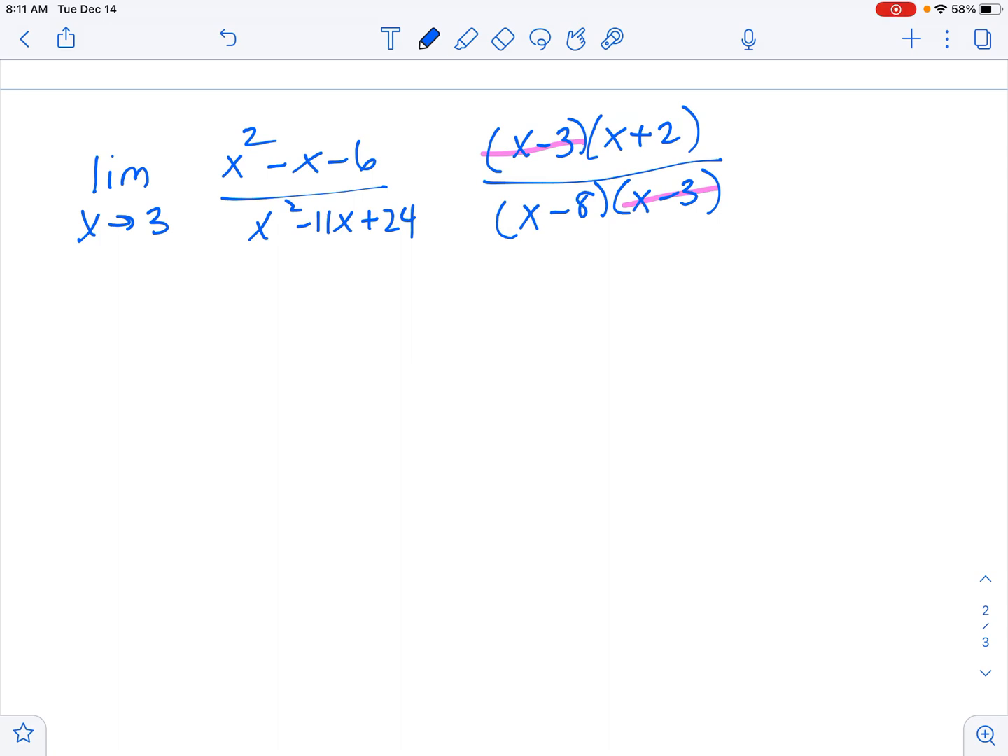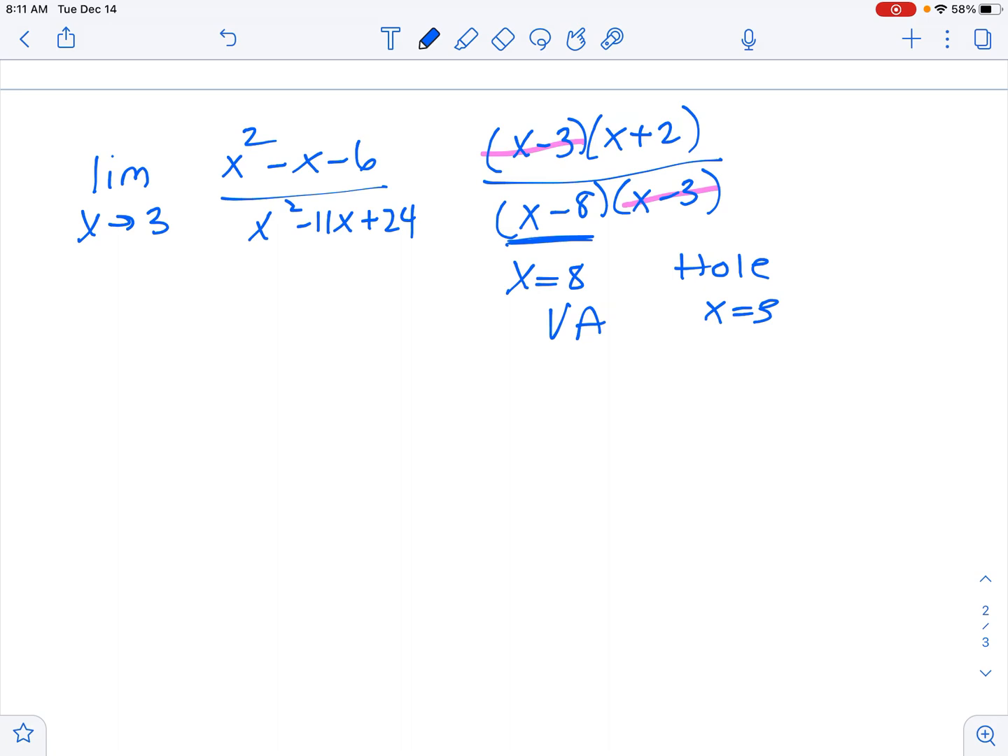There's also a point of discontinuity here at x equals 8, because if I plug in 8, I'm going to get a 0 in the denominator, but there's not the same factor in the numerator, which means that at x equals 8, this function has a vertical asymptote. A hole at x equals 3 and a vertical asymptote at x equals 8.